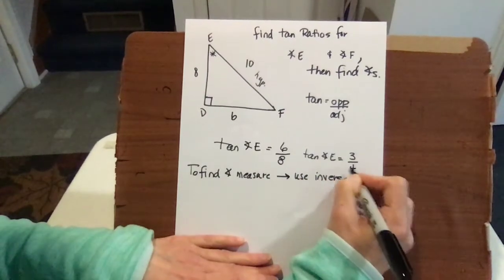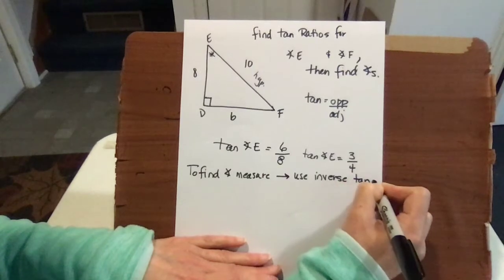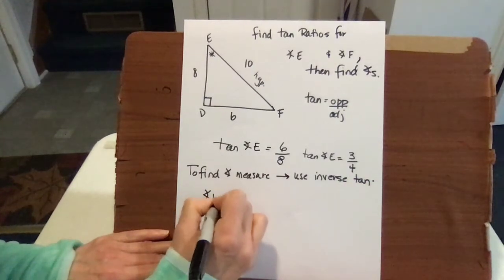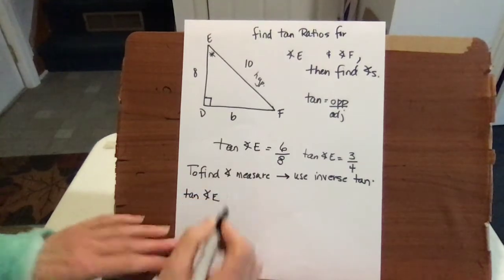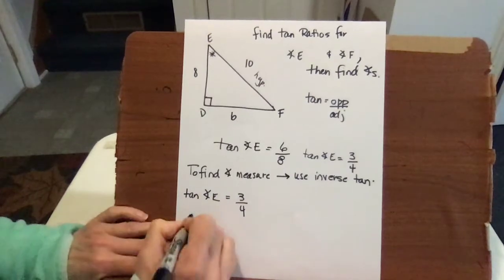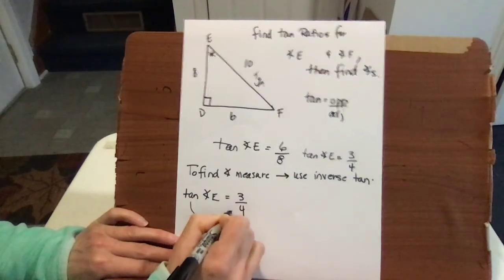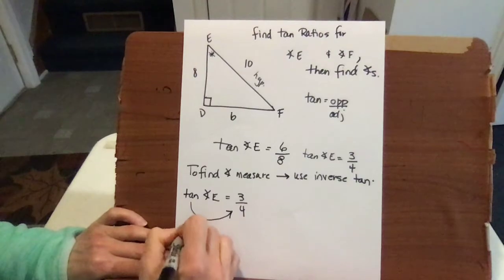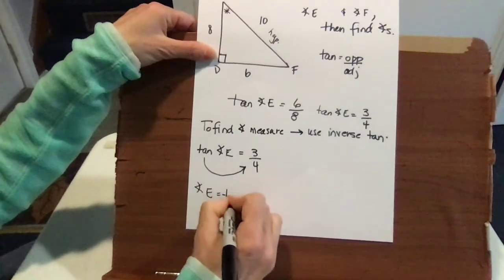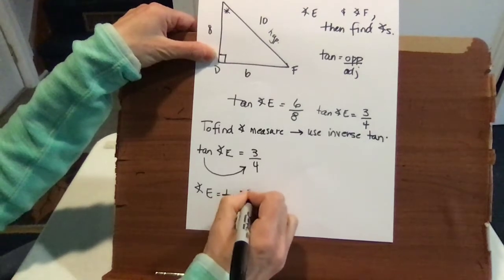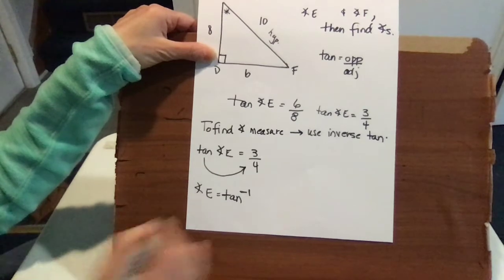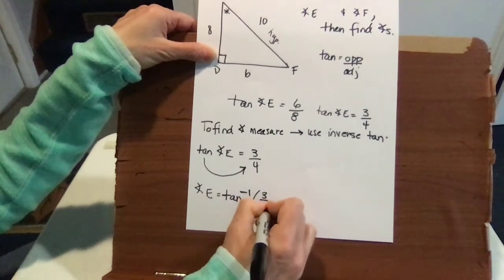All right, so in this case it's tangent, so we're going to invoke the inverse tangent. Okay, so what we're going to do is we're going to say the tangent of angle E, I'm going to write it up again, equals 3/4. To solve for angle E, we're going to get this tangent over to the other side. So we're going to say angle E equals, and we're going to write it as the inverse tangent. So it looks like tangent to the -1 power, but we say it's the inverse tangent of 3/4.